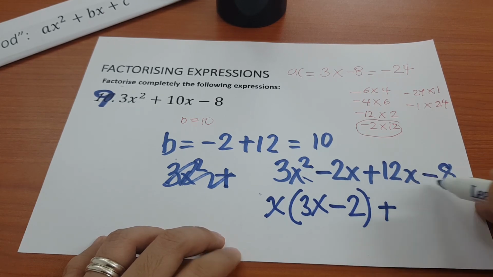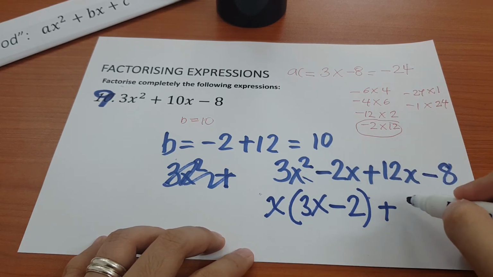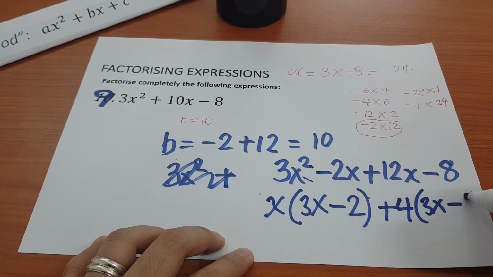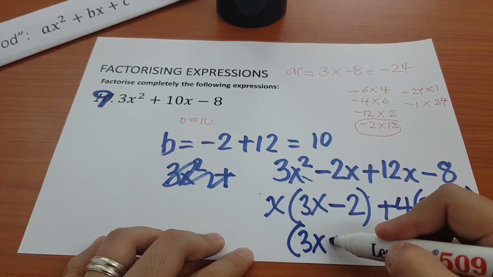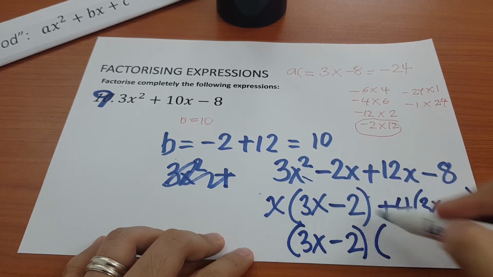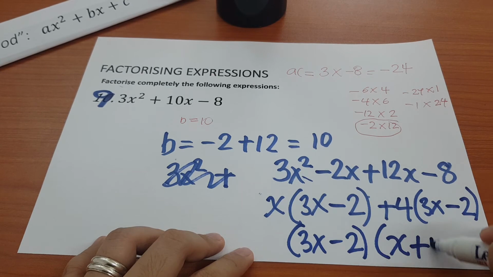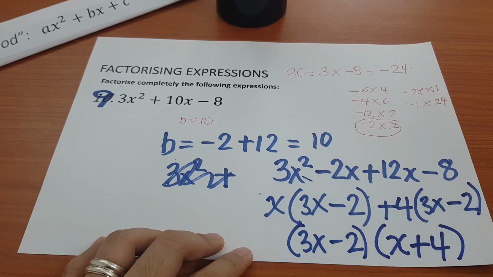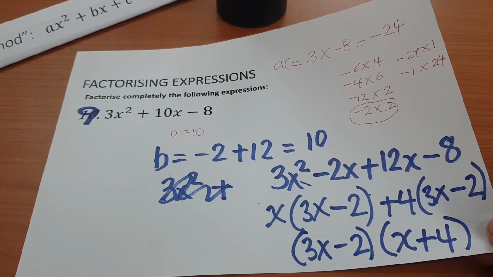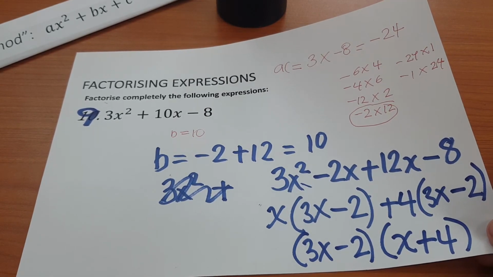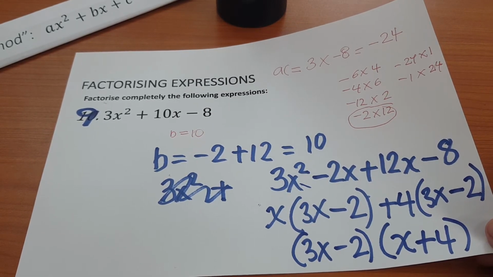What about here? What's the common? The common here is 4. So this will be 4 times 3x minus 2. So the common for these two is 3x minus 2 multiplied with x plus 4. So that's it. To check, let's check this last example if this is the right factor.